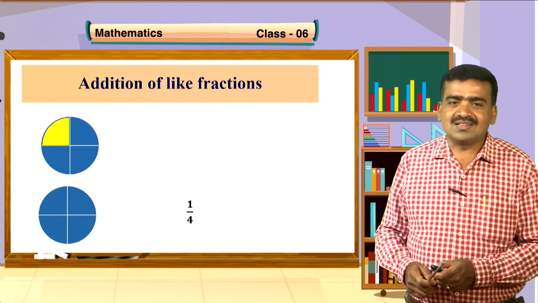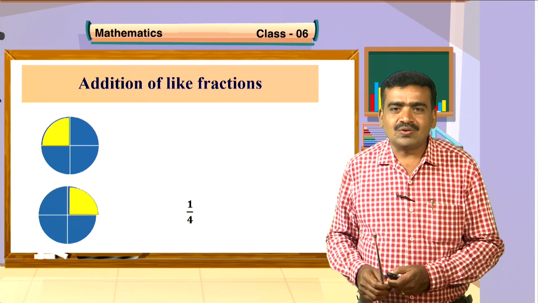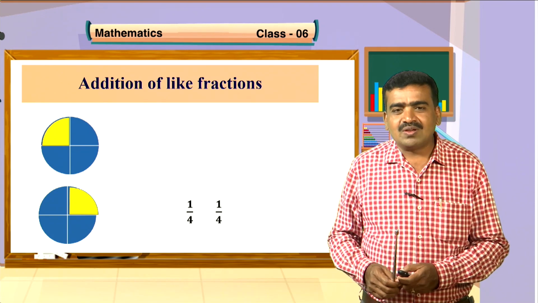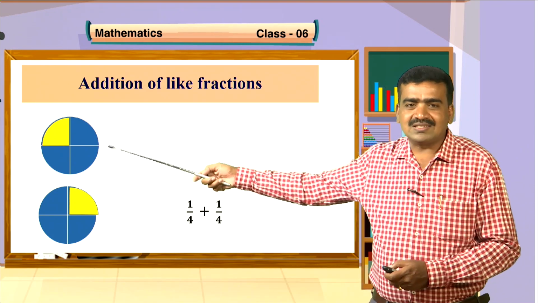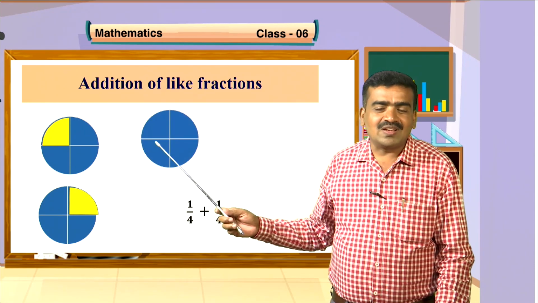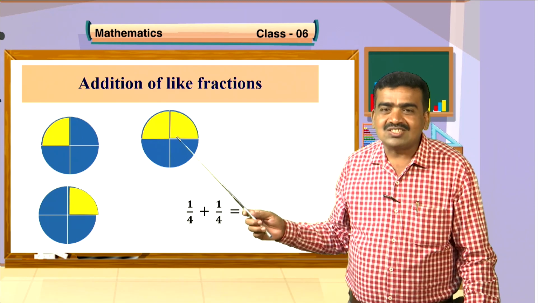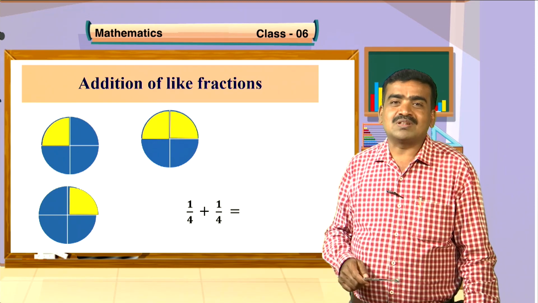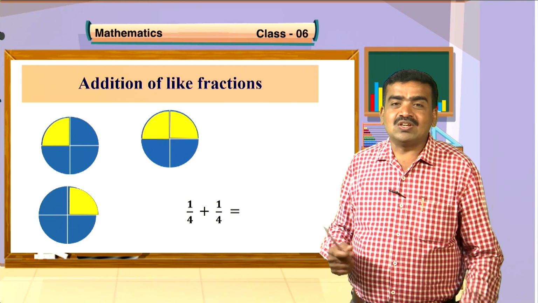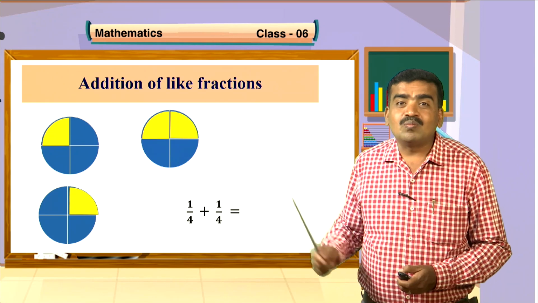Let us come to another diagram. It is also shaded one portion out of 4. It is written again as 1 by 4. If you are going to add these shaded portions, what will you get? We will get this figure here. How much portion of the circle is shaded? Half of the circle is shaded. So, if we add these two fractions, we should get 1 by 2.